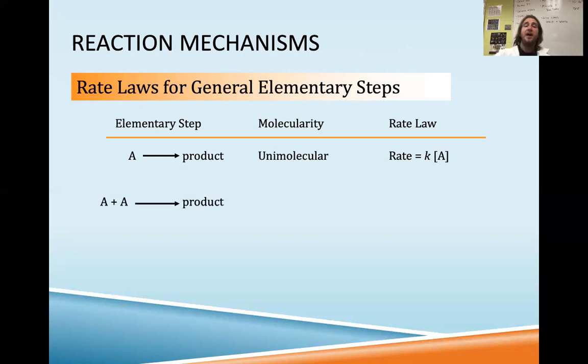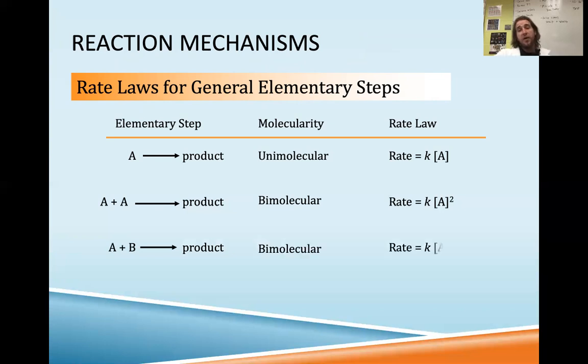It's the only thing that could effectively change the rate of the reaction, how much of that substance you have. You could have 2 A's reacting to make a product. That would be bimolecular. Our rate here would be A's concentration squared. It is related to your molarity of A to the second order. If you had A and B reacting simultaneously to form a product, this would still be bimolecular. The rate law would still be second order overall, but first order with respect to each of your concentrations.